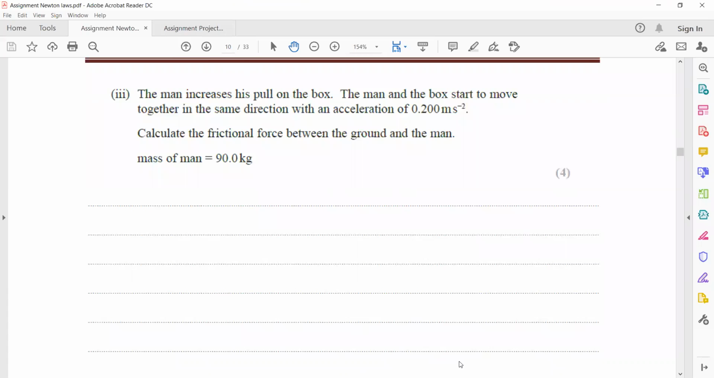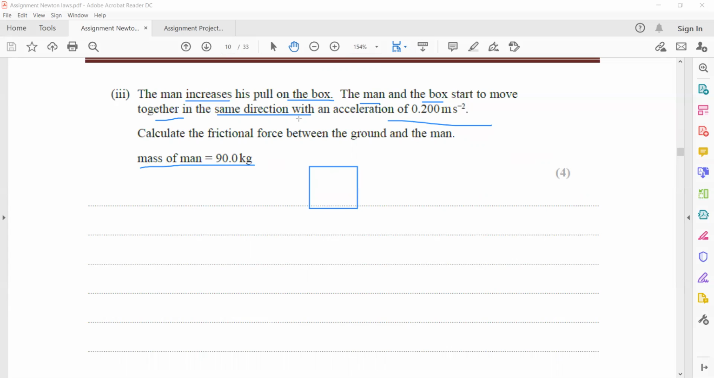In the question they mention the man increases his pull on the box. The man and the box start to move together in the same direction and the acceleration is 0.2. Calculate the frictional force between the ground and the man. The mass of the man is 90 kilograms. We need the frictional force. As the box and the man are both accelerating, it means both have the same acceleration.